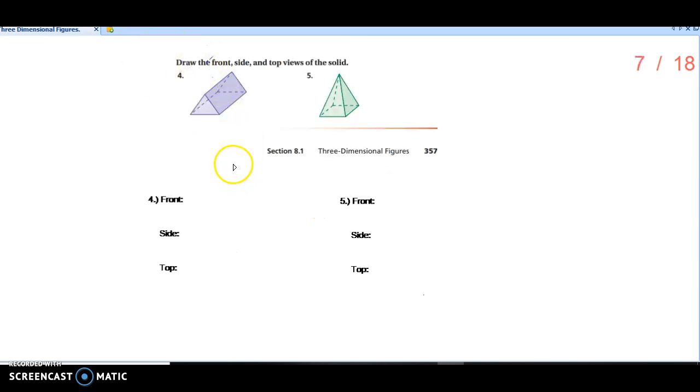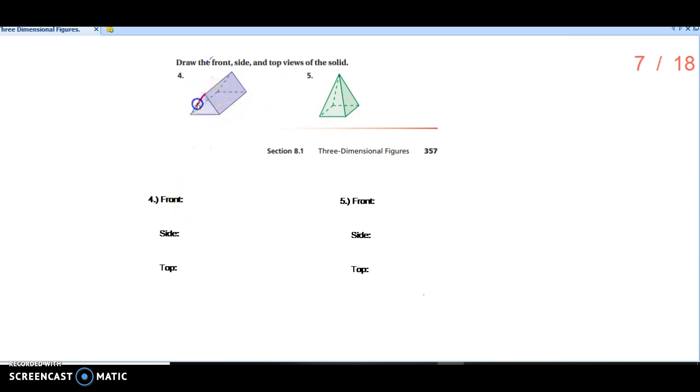One of the other tasks you'll be asked to do with three-dimensional shapes is to be able to identify and draw the front of the shape, the side of the shape, and the top view of the shape. So we have two solids here. We have a triangular prism and a rectangular pyramid. So we're going to focus on this one first.